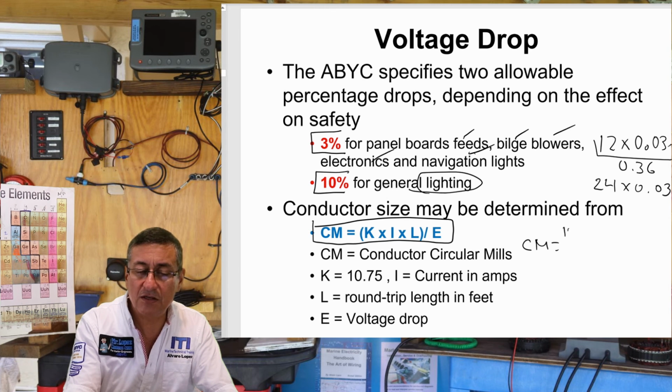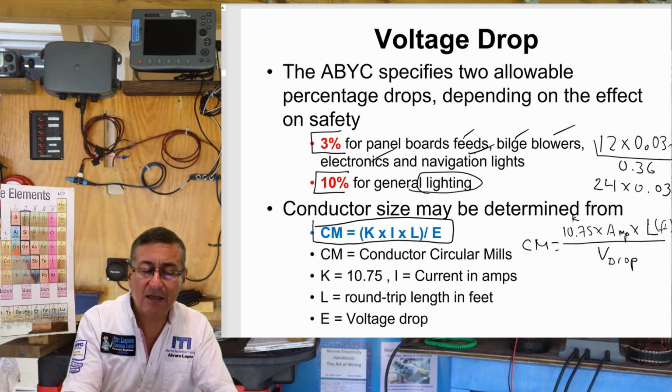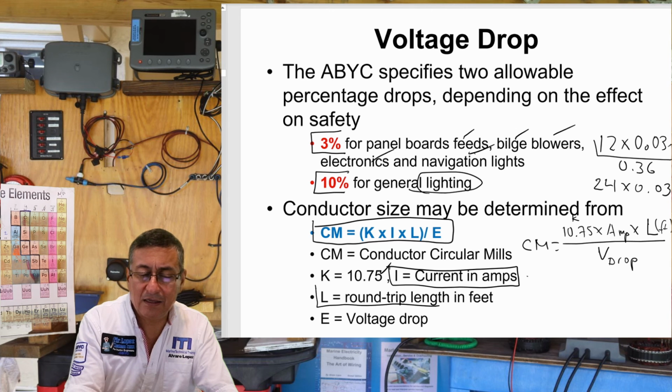is a constant. The value of the constant is 10.75. This is the constant, times the intensity in amps and times the total length in feet, divided by the voltage drop. This is the formula. K is the constant, I is the intensity in amps, the total length, remember, is the round trip, and E is the voltage drop.